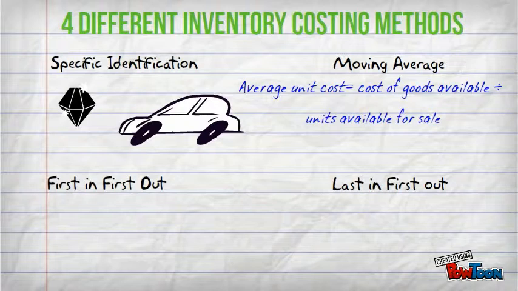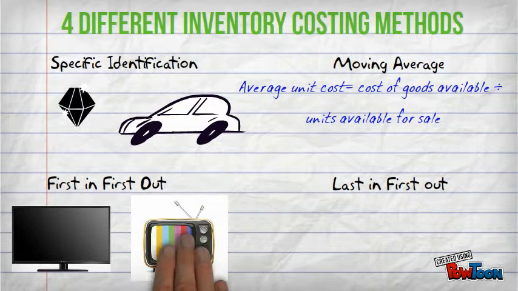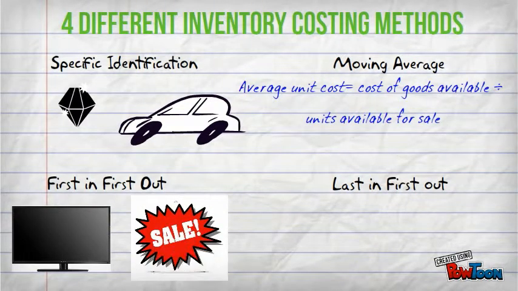FIFO calculates the value of inventory on hand by first selling the older stock available for sale. Thus, the cost of older inventory is assigned to cost of goods sold and the newer inventory is assigned to ending inventory. This is seen in the sales of TVs. The newer models will remain full price, while the older stock may be placed on sale price in an attempt to get rid of the older stock.